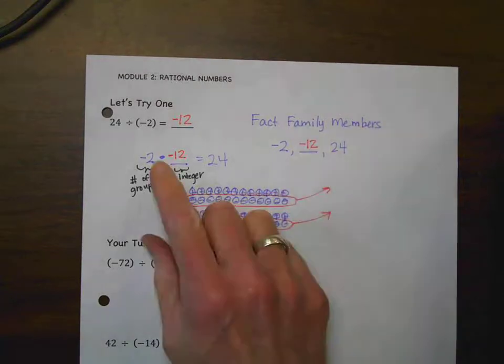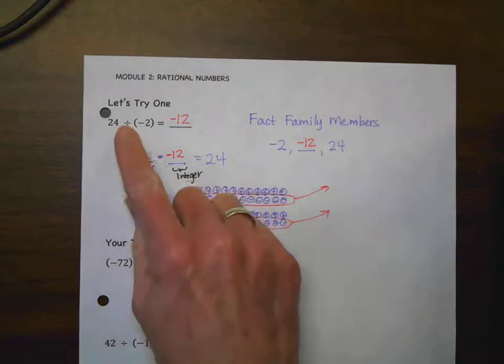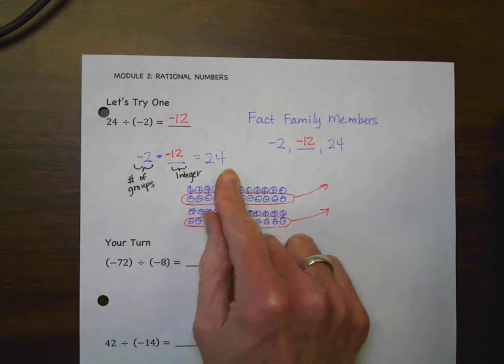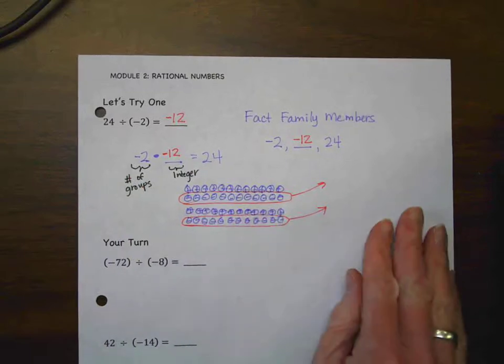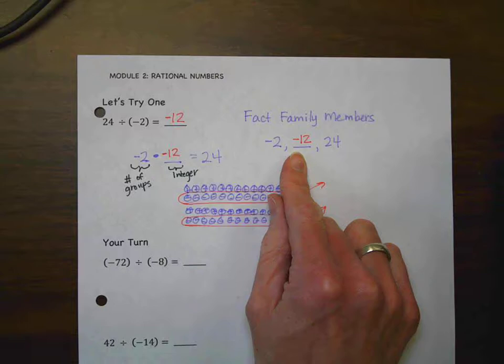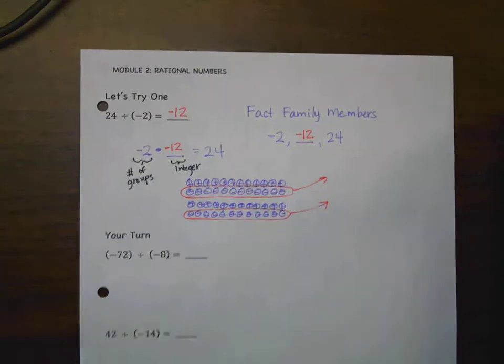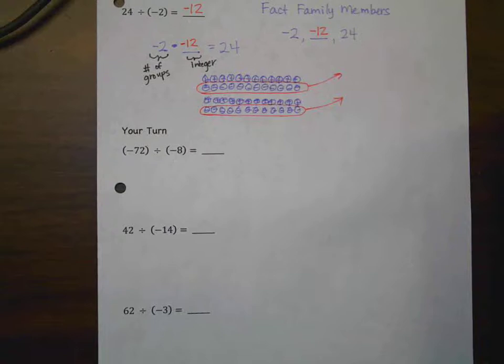I just have to locate the fact family members, and I did that by remembering that division is the opposite of multiplication. So I set up my multiplication sentence, figured out who I had to remove, and then I found my missing fact family member, and I could solve the problem. Okay? So boys and girls, I would like you to try a couple more.